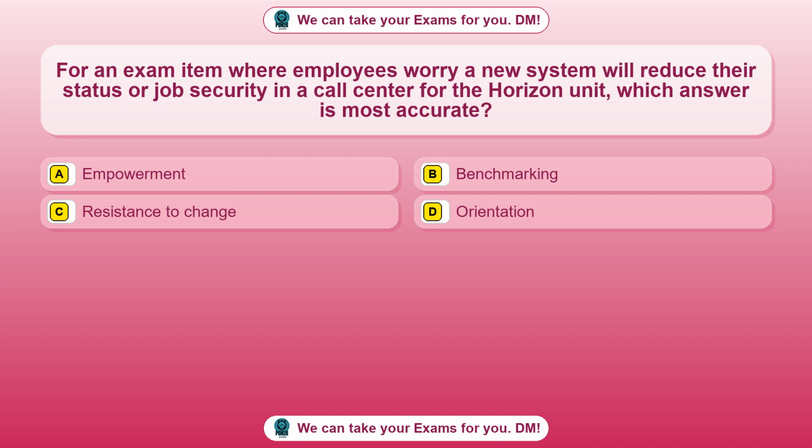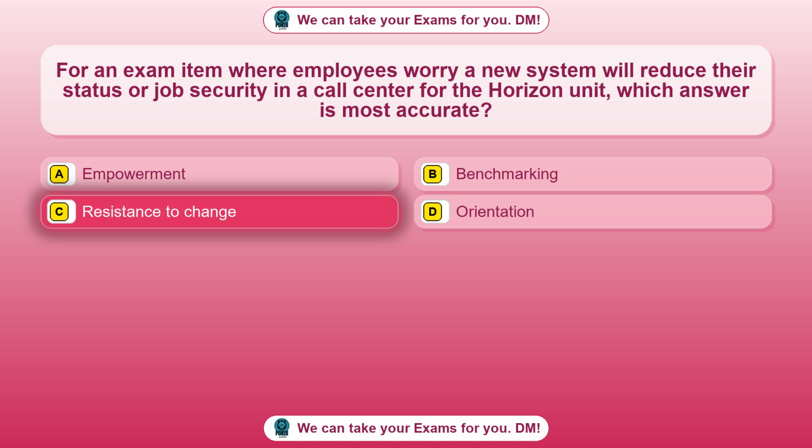Question 96. For an exam item where employees worry a new system will reduce their status or job security in a call center for the Horizon unit, which answer is most accurate? Option A, empowerment. Option B, benchmarking. Option C, resistance to change. Option D, orientation. The correct answer is option C, resistance to change.